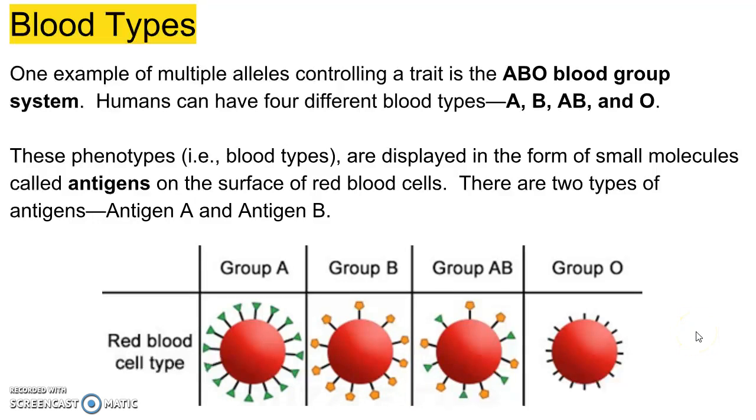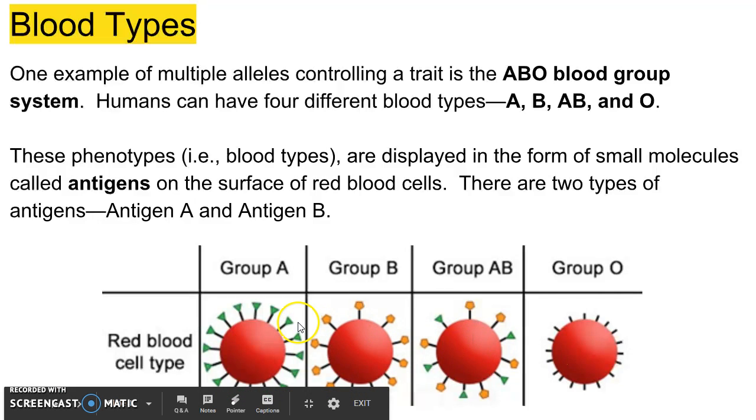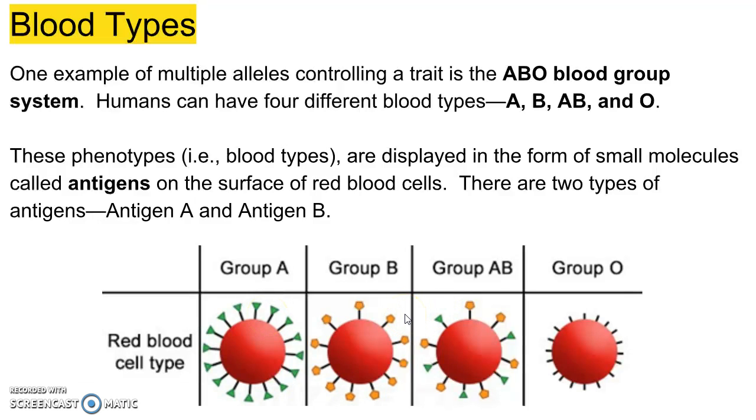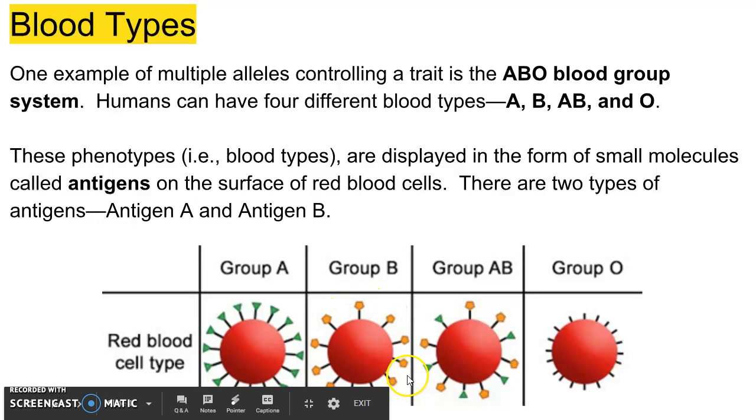We've got two types of antigens involved in the ABO blood group system. We've got the type A antigens, which are shown here as little green triangles on sticks. And we've got the type B antigens, which are shown as little orange pentagons on sticks.